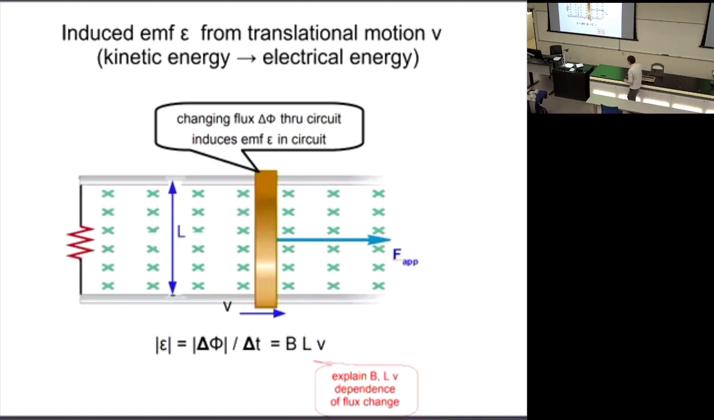And so we just argued this equation. We didn't formally derive it, but we've just argued these must be the three things in this generator that the induced EMF depends on. And the equation is that the induced EMF is BLV.